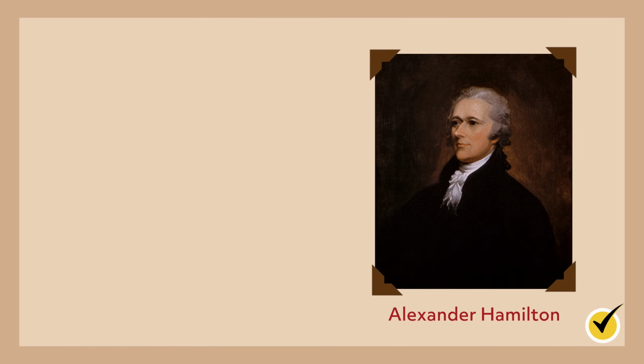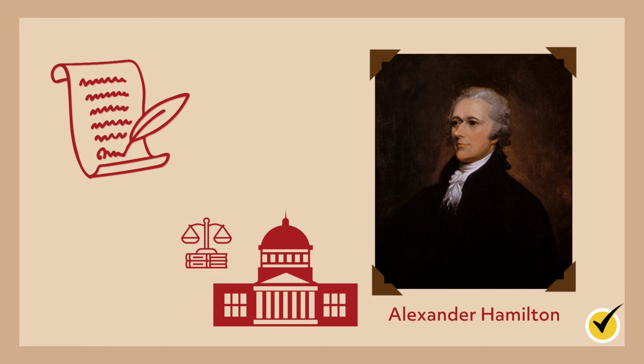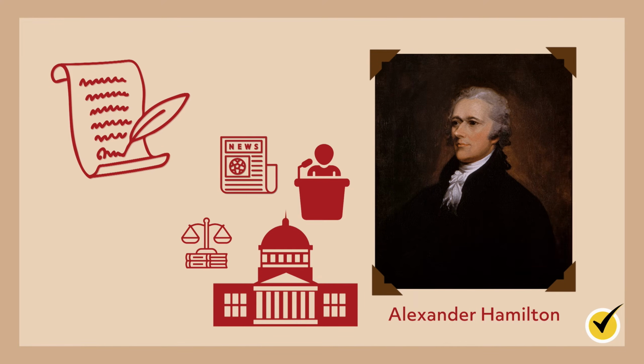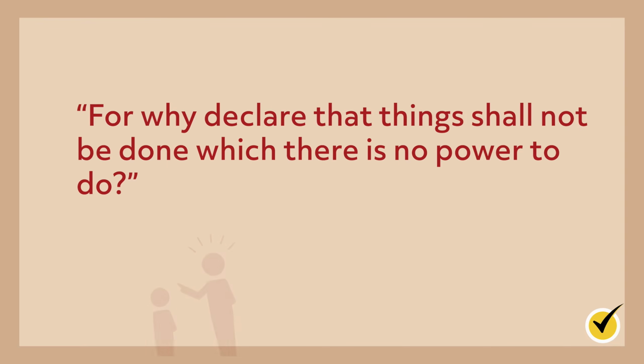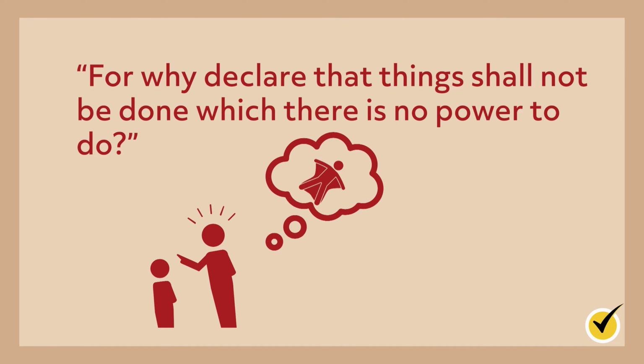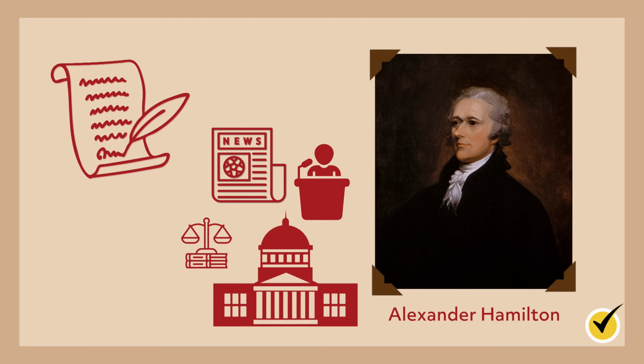End quote. Hamilton argued that the Constitution gave the federal government limited powers, which did not include curbing free speech or limiting a free press. This meant that no provision in the Constitution specifically delineating or articulating this right was necessary. For why declare that things shall not be done which there is no power to do? This would be like a parent telling their children they were not allowed to fly around in the backyard. Well, obviously, because people cannot fly independently. The Bill of Rights are rules against doing something the government didn't have power to do in the first place.